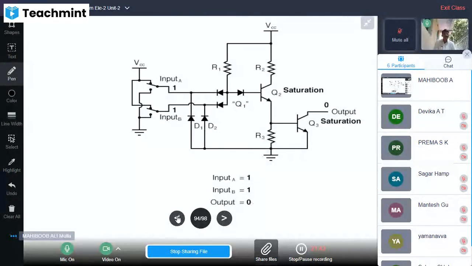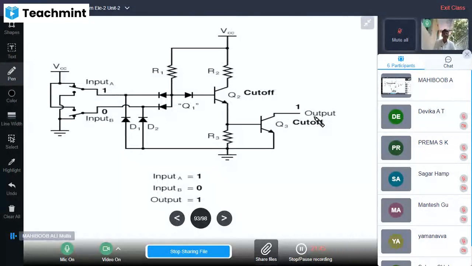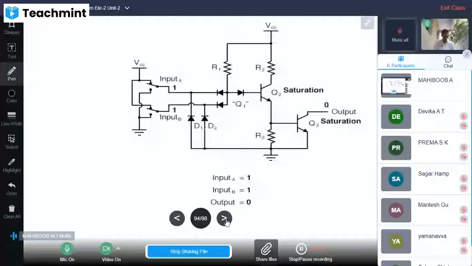Otherwise, it is cut off. Cut off means high. If any one of the inputs is 0, output is high. When both A and B, the only two inputs, are high, then only the output is low. So that is why it is a NAND gate, and it is open collector. The collector is open here.